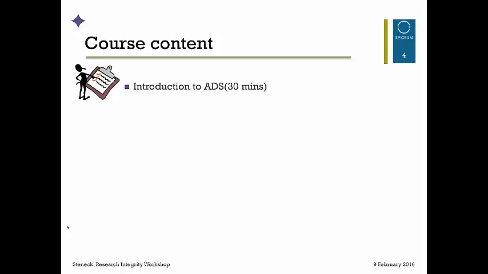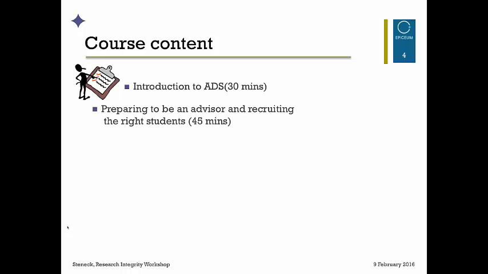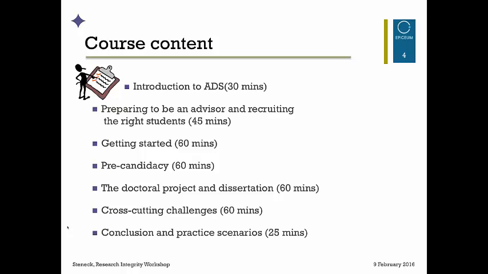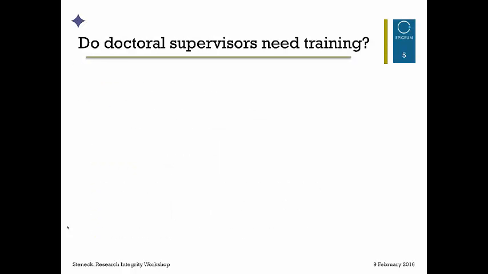So content-wise, the course consists of an introduction, roughly 30 minutes, preparing to be an advisor and recruiting the right students, getting started, pre-candidacy, the doctoral project and the dissertation, some cross-cutting challenges, and then conclusions and scenarios. So the course goes through more or less in the stages that the doctoral advisor would work with students going through the course, or going through a doctoral program.